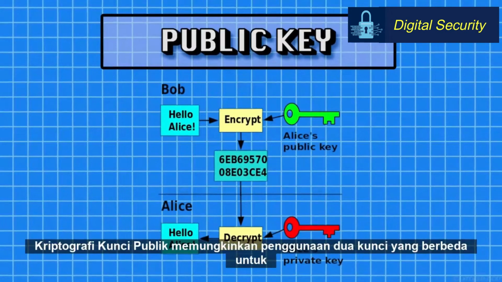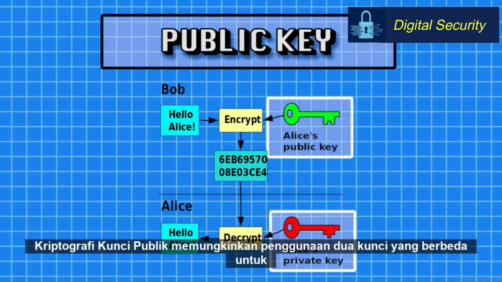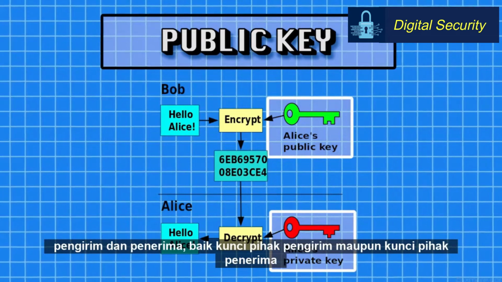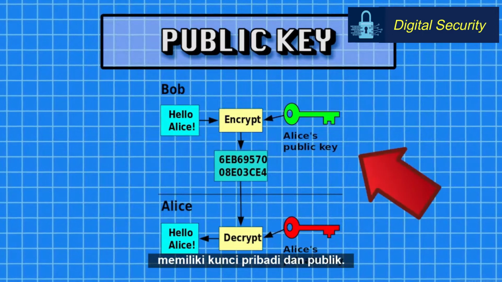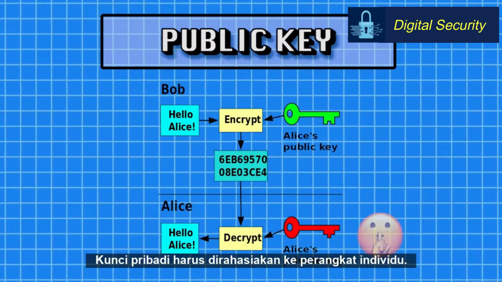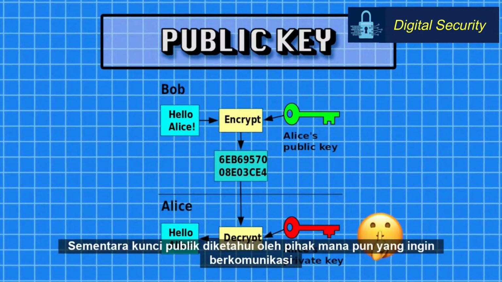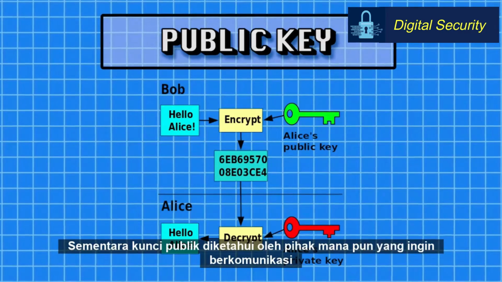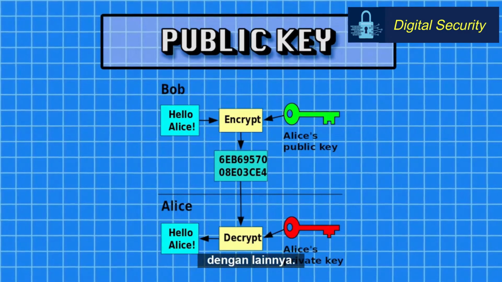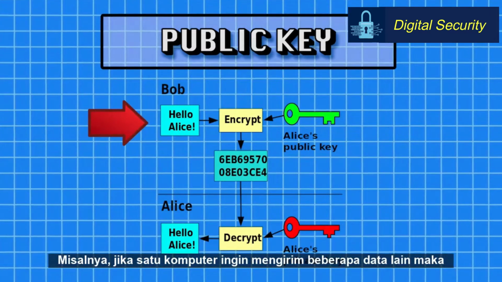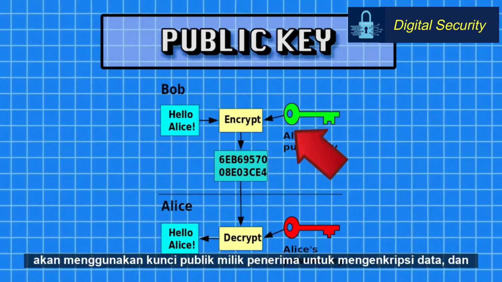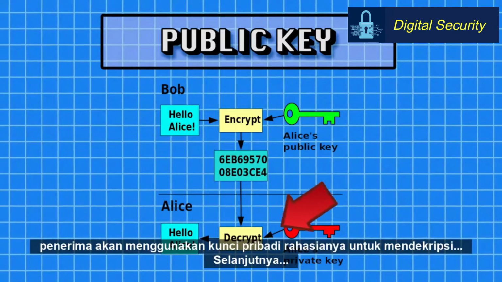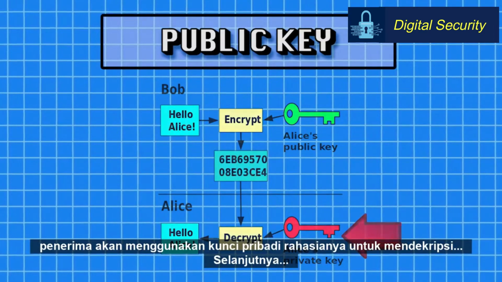Public key cryptography allows for the use of two keys, which are different for the sender and receiver. Both the sending party and the receiving party have a private and public key. The private key should be kept secret to the individual device, while the public key is known to any party looking to communicate with another. For instance, if one computer wanted to send another some data, it would use the receiver's public key to encrypt the data, and the receiver would use its secret private key to decrypt it.